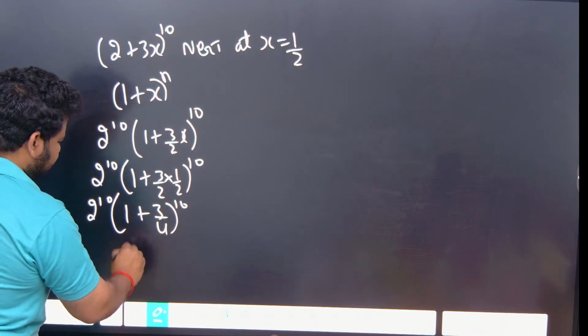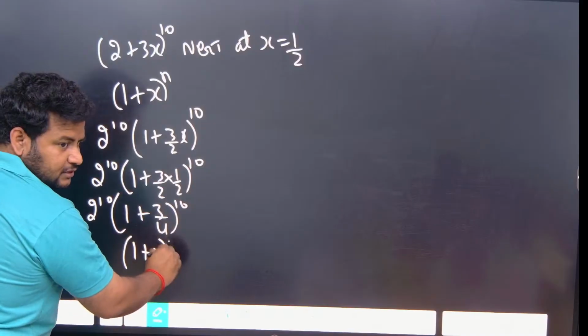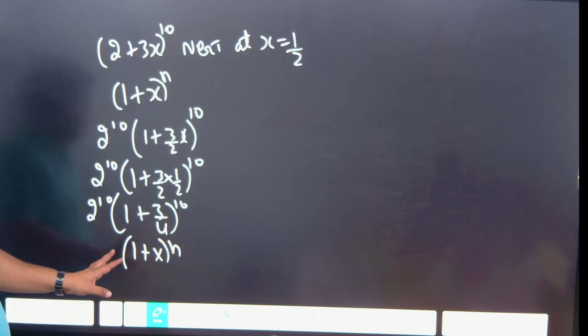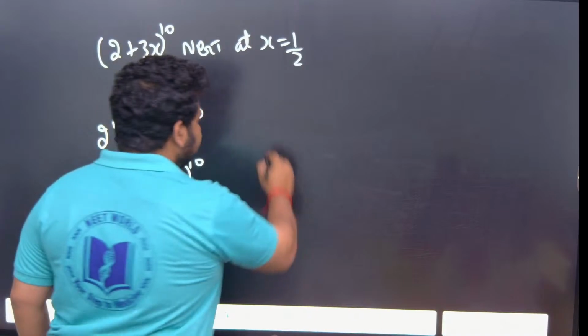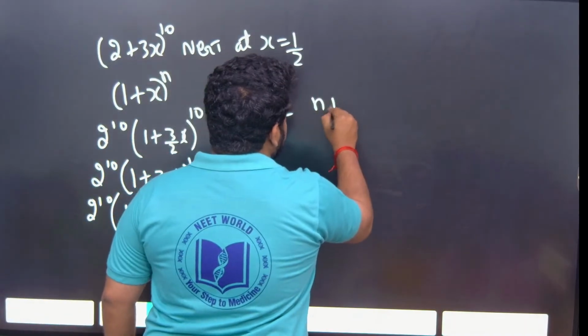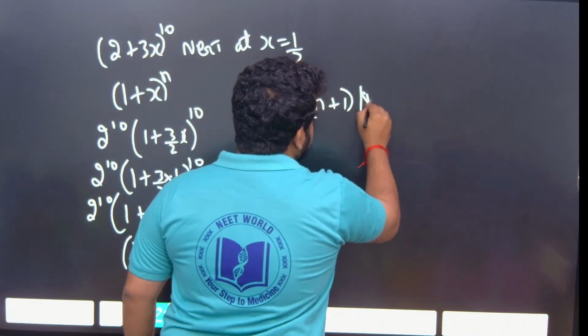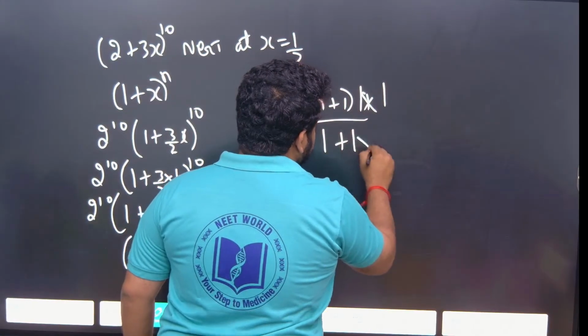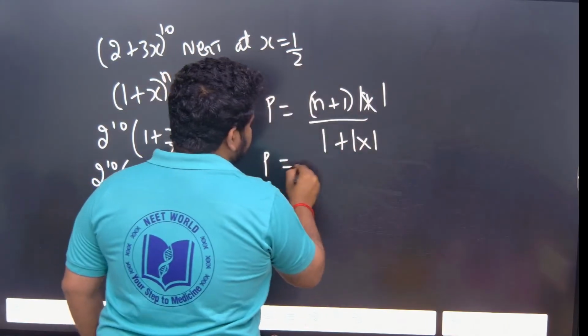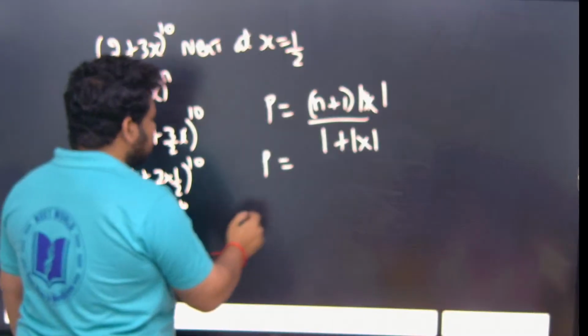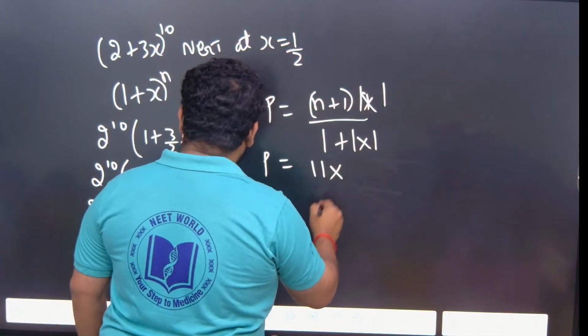So this is of which form? 1 plus x to the power of n form. Correct now? So what is the formula that we are having? p is equal to (n plus 1) into mod x by (1 plus mod x). So p will be equal to what? n plus 1 is 10 plus 1, 11, into mod x.